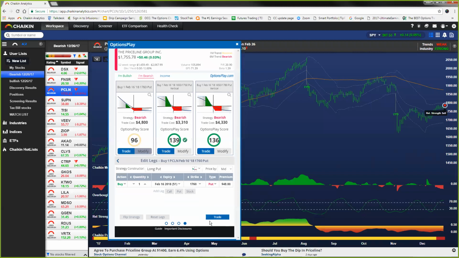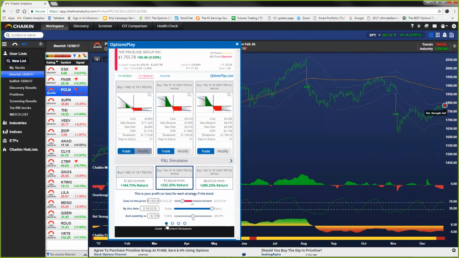All right. So that's the 1760. There's all 1760. The middle one I just added a short leg to, and look how much it changes the score, and the probability of profit goes up almost 5%. That means 1 in 20 more will work for me than it didn't. Also, my risk reward is a lot better. A lot better. Over 200% on this.